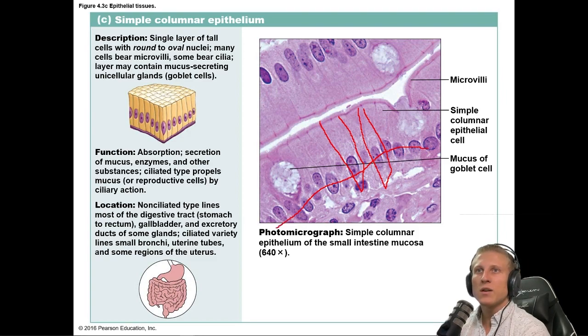We also see some smatterings of other cell types right here. We have a goblet cell producing mucus that is then secreting out into the lumen of the intestine. These cell types are commonly seen for the function of absorption.